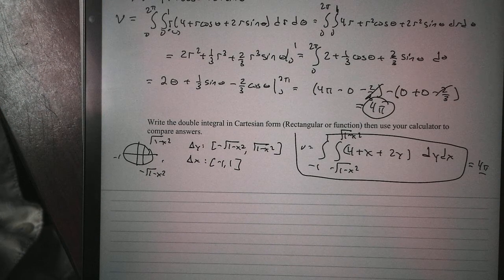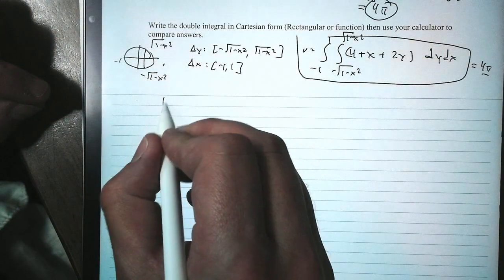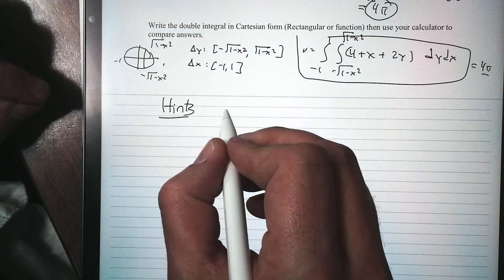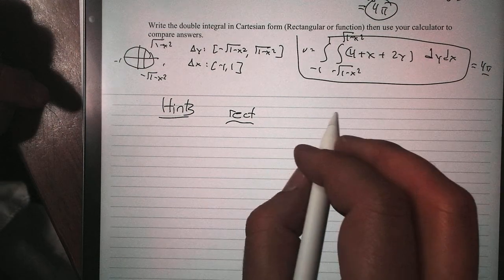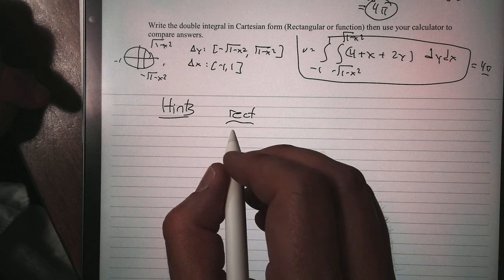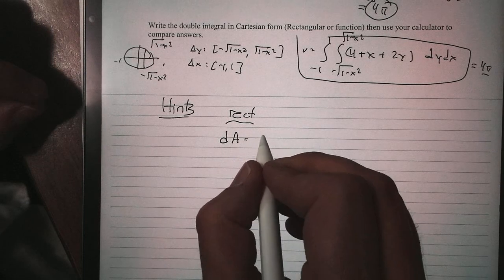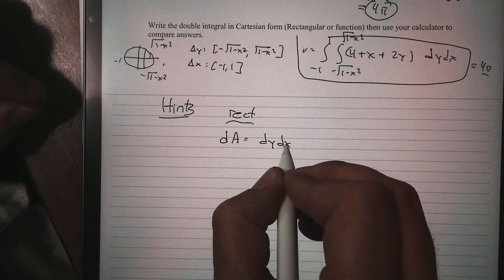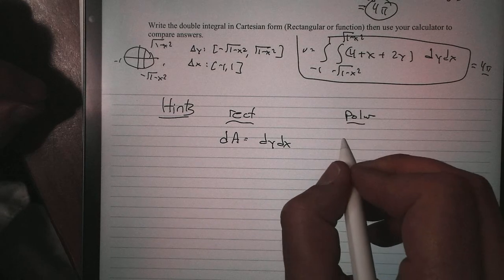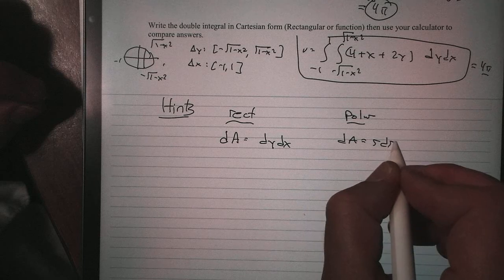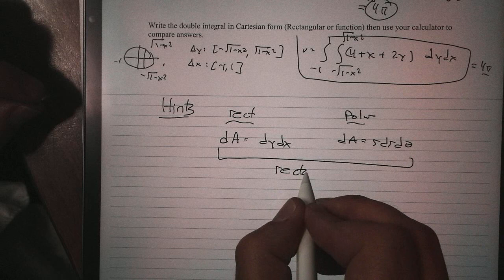So here is our little drop of hints for you. These are my big hints for areas. If we are in rectangular form, the change in area is going to be dy dx. In polar form, the area is r dr d theta. And remember, these are both rectangles.